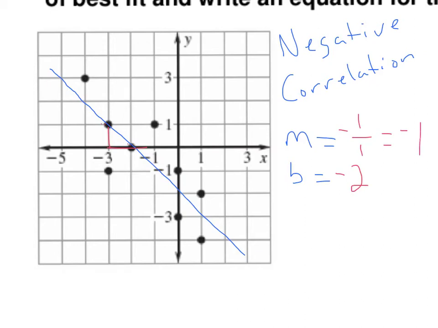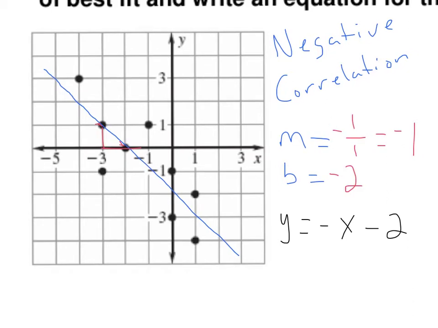Now we'll write an equation using the slope and the intercept that we have. So y equals -1x, or just -x, minus 2. Okay, we're going to go look at the graph next to it and do the same thing.